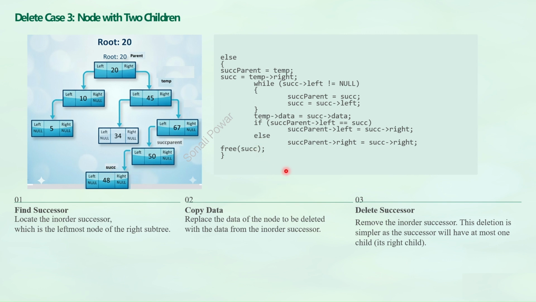So for this, first of all we will check if successor parent left is the successor. It means this is present on the left side. Then the successor parent left has to be changed and it will become successor right. Otherwise, successor parent right is going to be changed and it will become the right of the successor. And after that you can free the memory allocated for this successor with the help of the free function. This is the way we can delete an element which has 2 children.